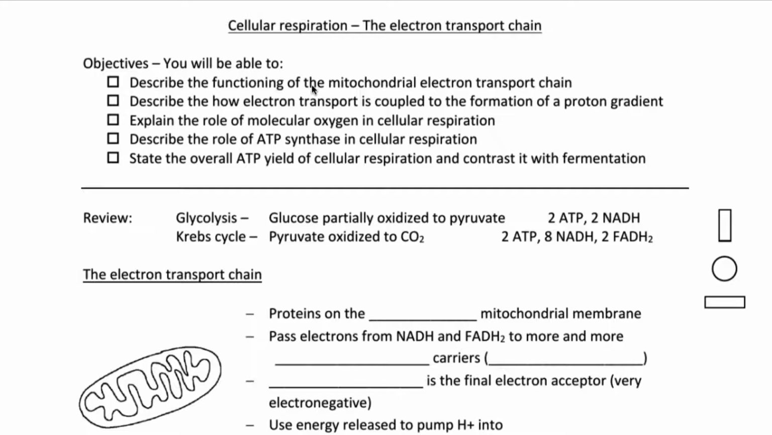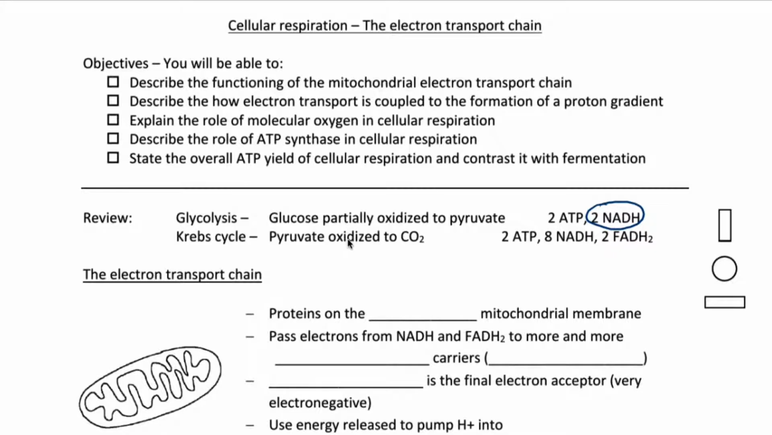This lesson's on the electron transport chain, and here are the objectives. So to review what we've seen so far in aerobic cellular respiration, in glycolysis we saw that glucose was partially oxidized to pyruvate, making 2 ATP by substrate level phosphorylation, and also making 2 NADH per glucose.